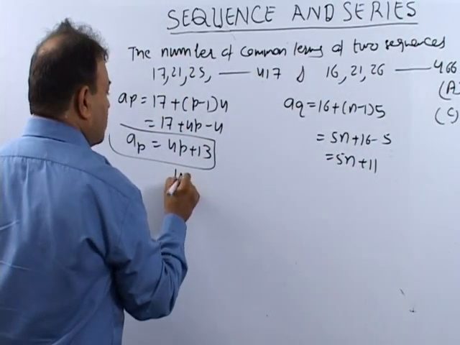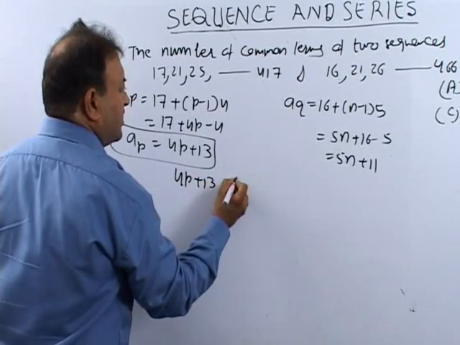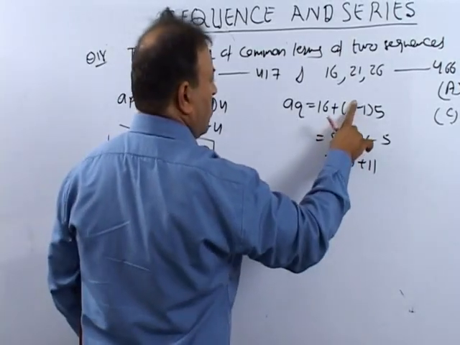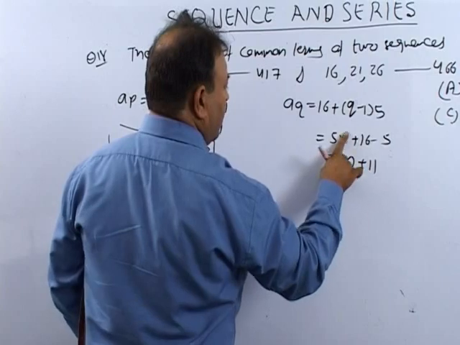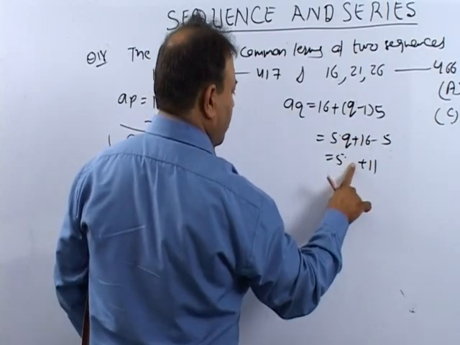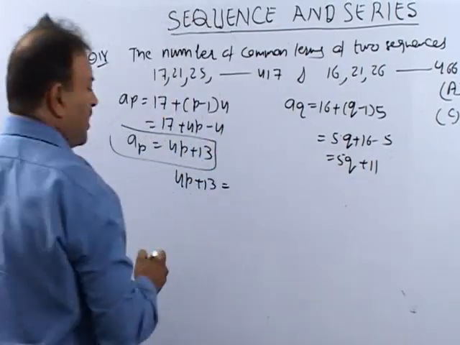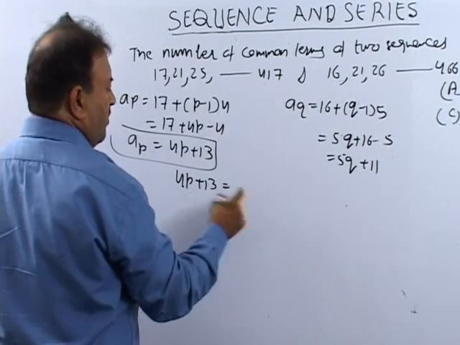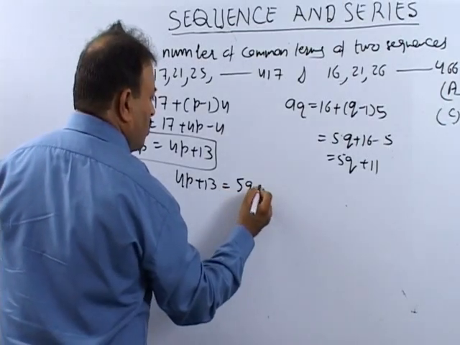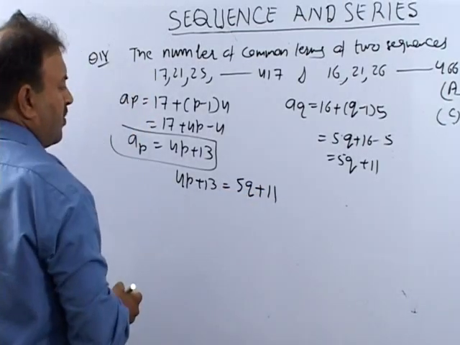This means one thing is sure: 4p plus 13 is equal to 5q plus 11. Sorry, I had written n; it should be q. So the pth term of the first and the qth term of the second must be equal.